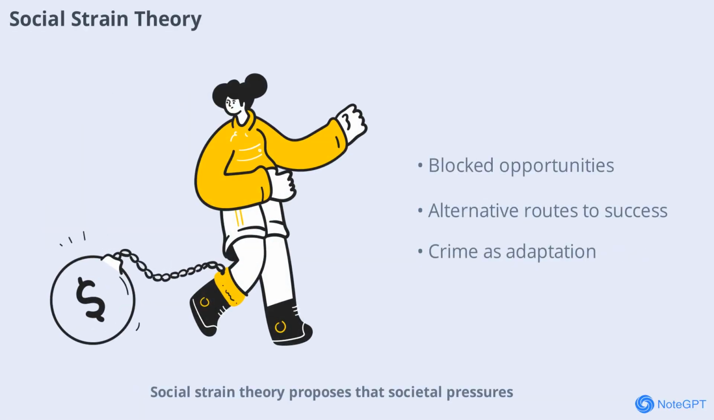Social strain theory proposes that societal pressures, like a strong emphasis on financial success, combined with blocked opportunities, produce strain. Some individuals respond by using illegitimate means, including crime. For example, if education and stable jobs are out of reach for certain groups, some may turn to theft or the drug trade to achieve status or resources. This theory highlights how structural inequalities can drive crime, but also reminds us that not everyone under strain offends.